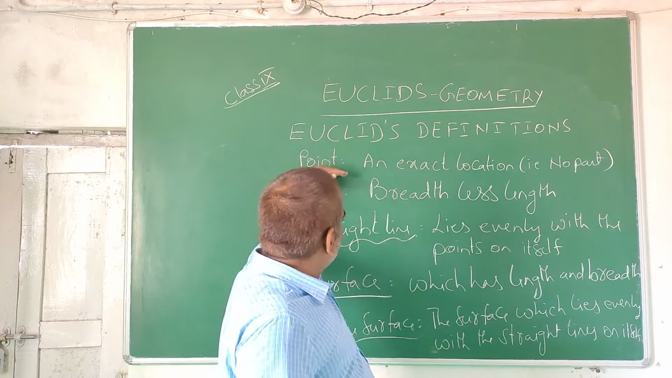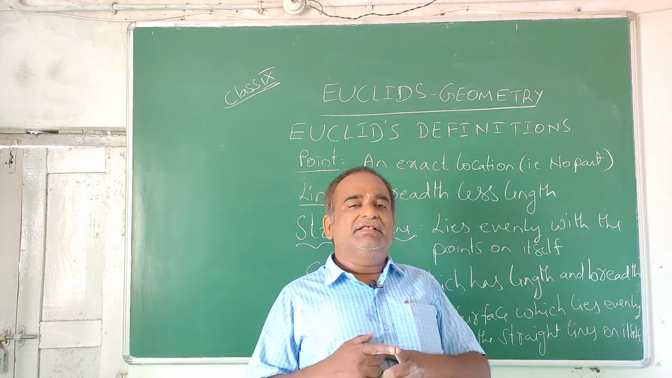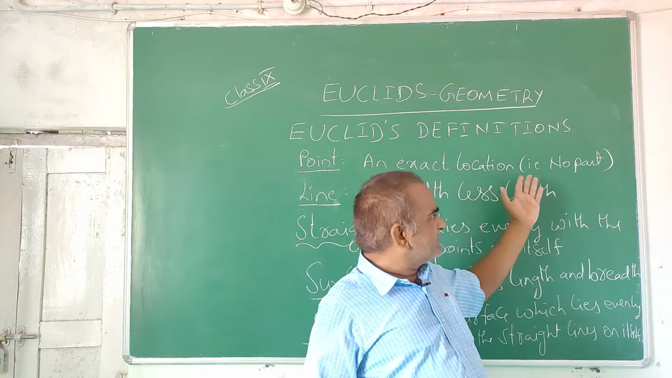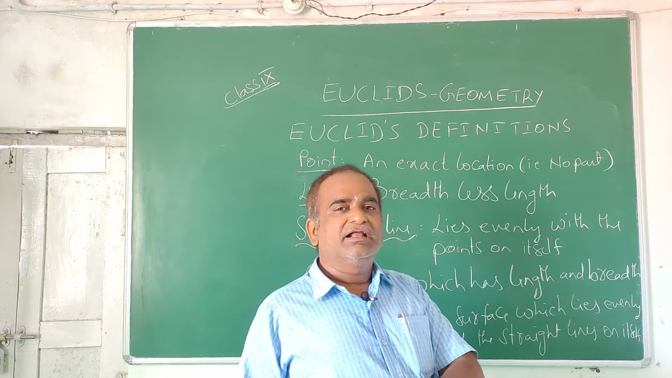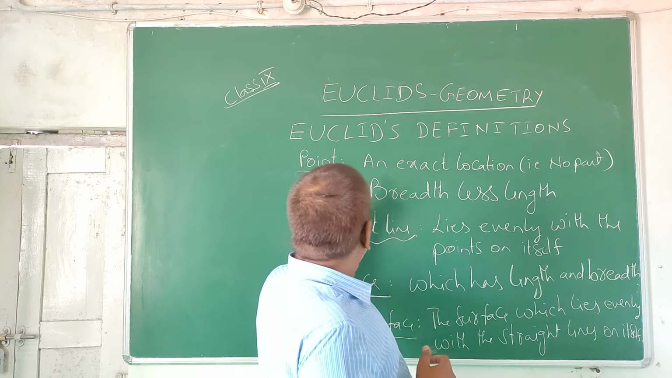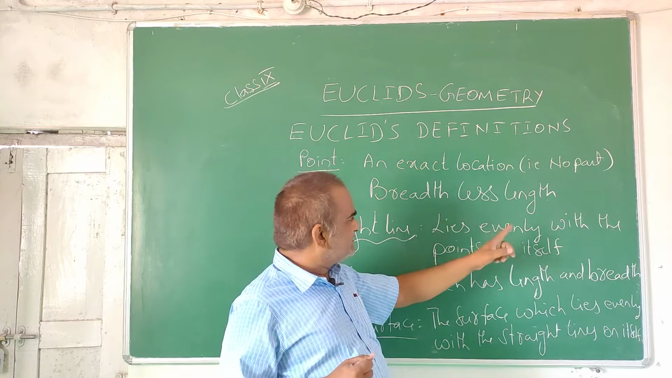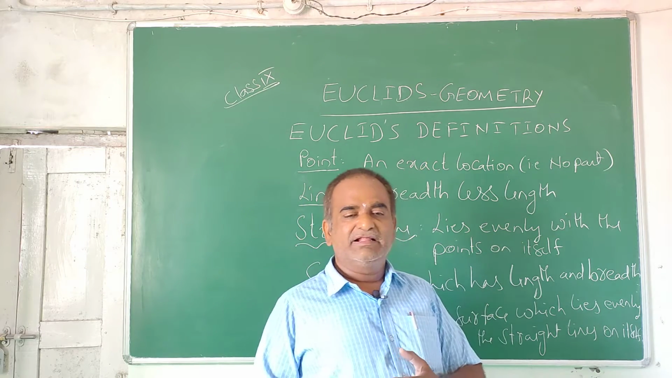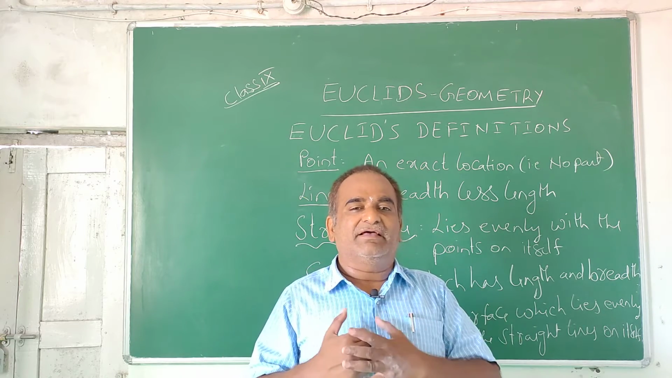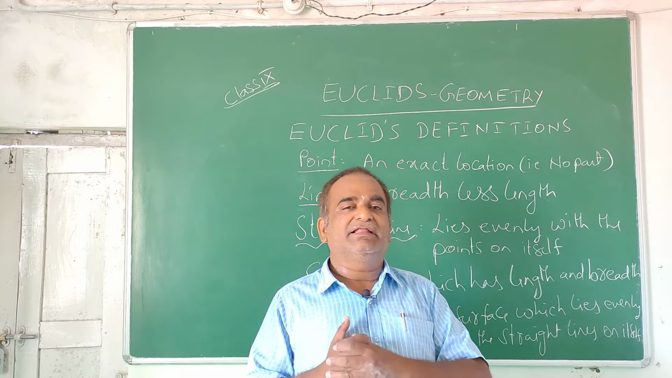According to Euclid, what is a point? An exact location. Point means which has no part in it. So it is a point. What is a line? A line is breadthless length. See how beautifully the definition of a line is explained. It has no breadth, but it has length. So it is breadthless length. It is a line.